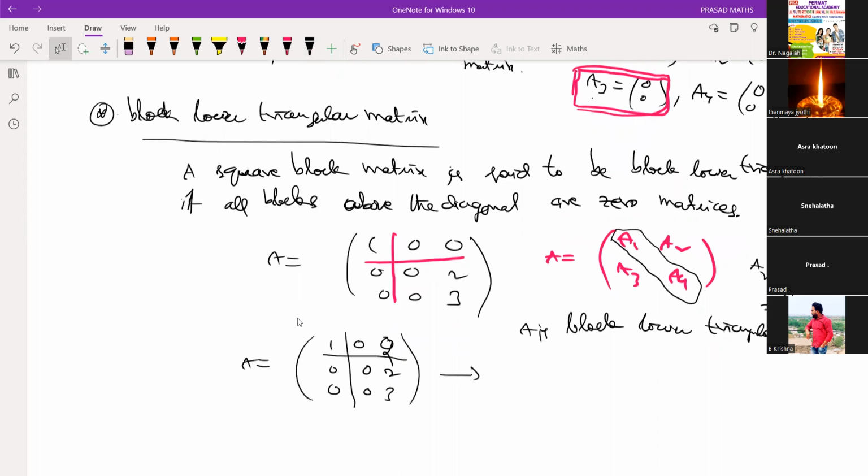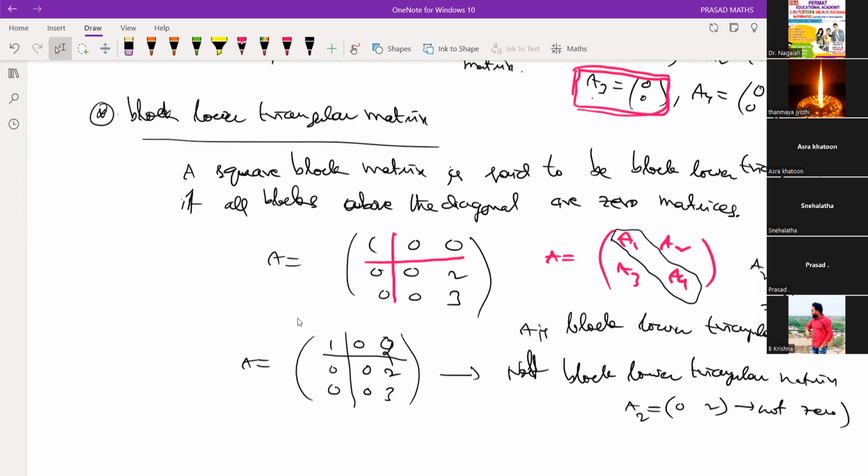No, it is not a block lower triangular matrix. Why? Above the diagonal is a 0 2 matrix. What is the above-diagonal matrix? It is 0 2. It is not a zero matrix. Therefore, it is not a block lower triangular matrix.